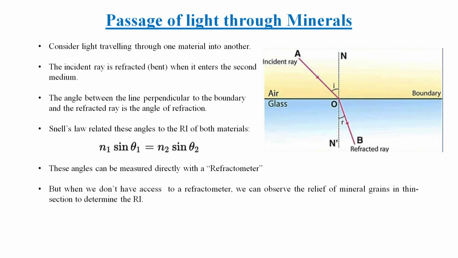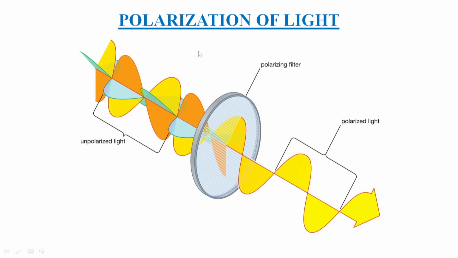Otherwise, if you don't have a refractometer, then we can simply observe the qualitative factor, that is the relief, like I was just mentioning. Relief is obviously a function of the refractive index. If a grain has a higher relief, then it will be visible more clearly: the boundaries will be clearer, and the surface of that mineral will be clearer, in comparison to a mineral having a low relief. Now coming to the other idea, that is the polarization of light.